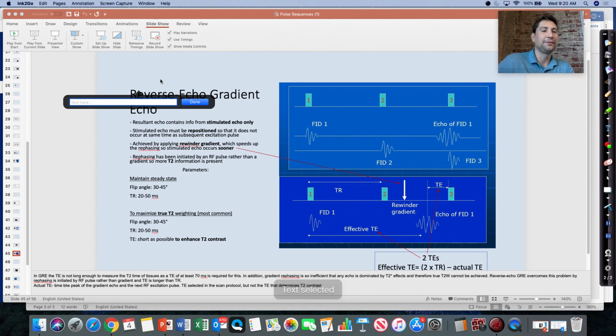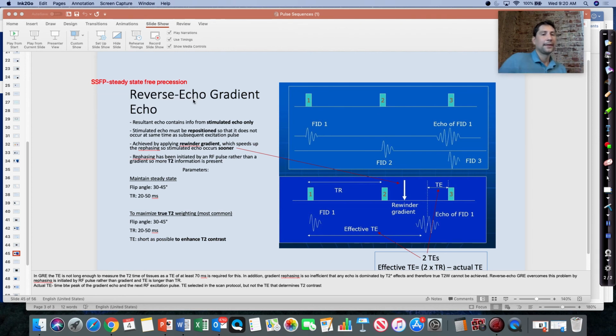It is sometimes referred to as the SSFP, which stands for steady state free precession. There's a general move to change the name to reverse gradient echo, because the steady state is a concept you've already tried to learn, and calling this pulse sequence the steady state free precession can be quite confusing. So they've changed the name from SSFP to reverse gradient echo.